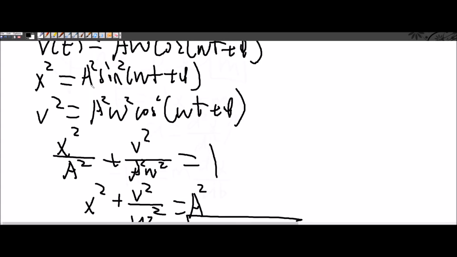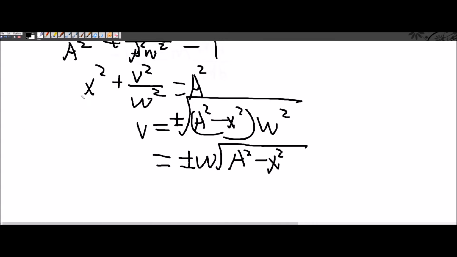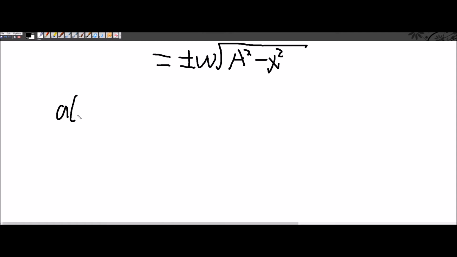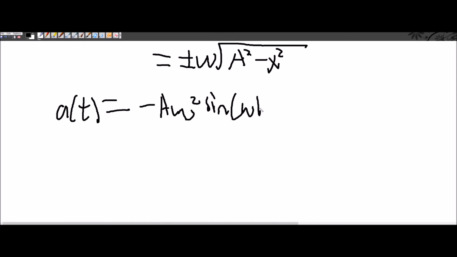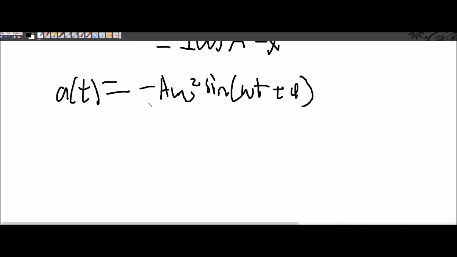Now we can also differentiate velocity to get acceleration. So we get acceleration, which is going to be equal to negative A omega squared sine of omega t plus phi. Now we can see, okay, just take out A and one factor of omega squared.